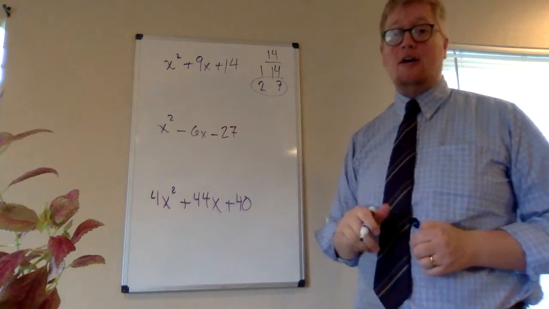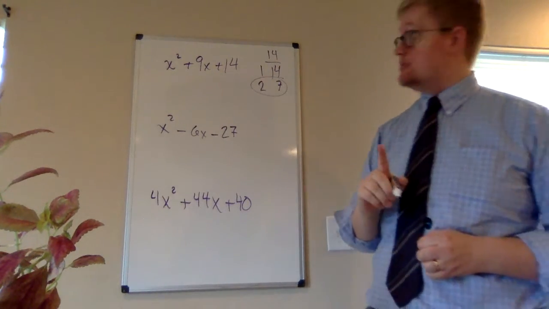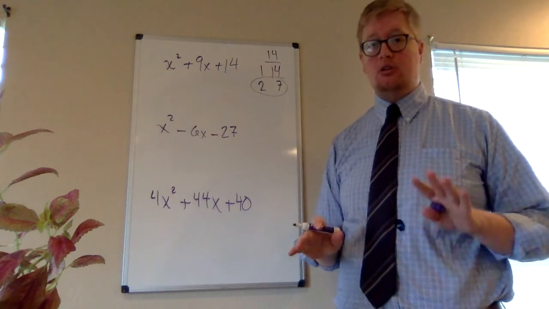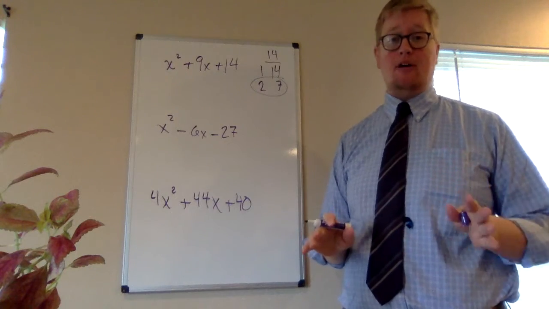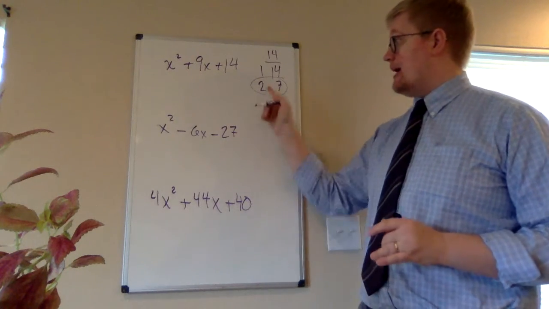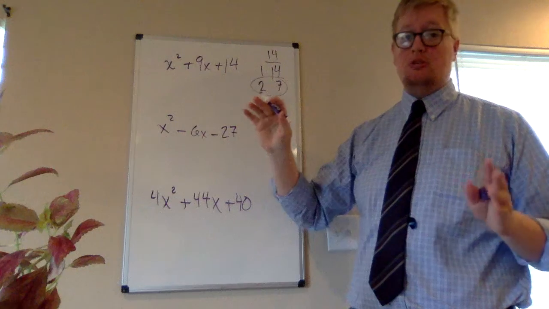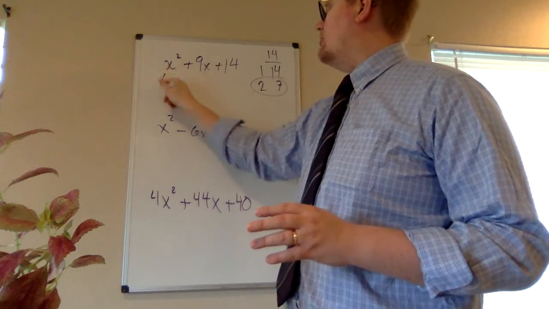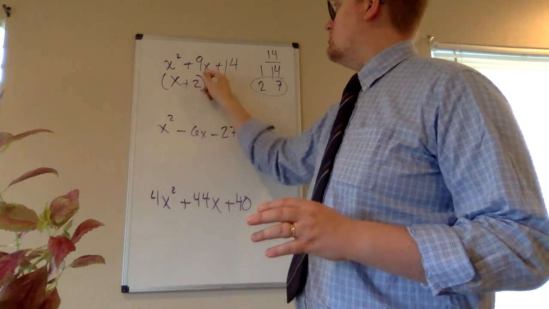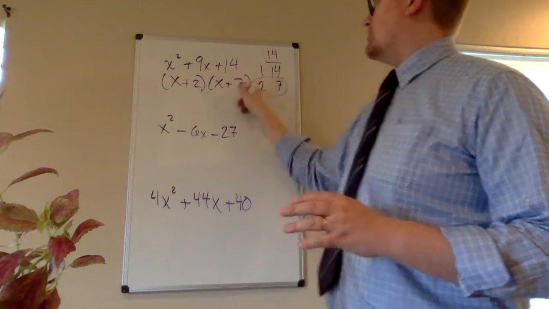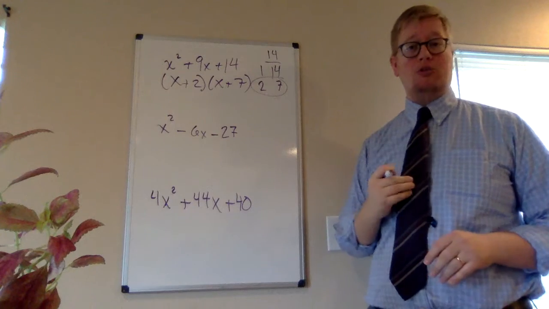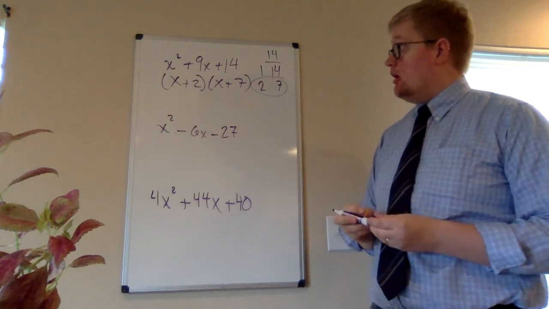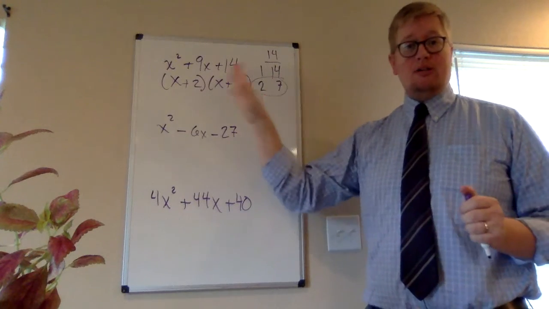Now, my a value is 1, which means I can use my shortcut. I don't have to split my middle term into 2x and 7x because my a value is 1. So I have my magic numbers. All I'm going to do is plug them into the factored form. So I have x plus 2, x plus 7. And that's it. That's all I'm looking for in the problems that I've posted for you today on Monday. This is the easiest type of problem because everything's positive.